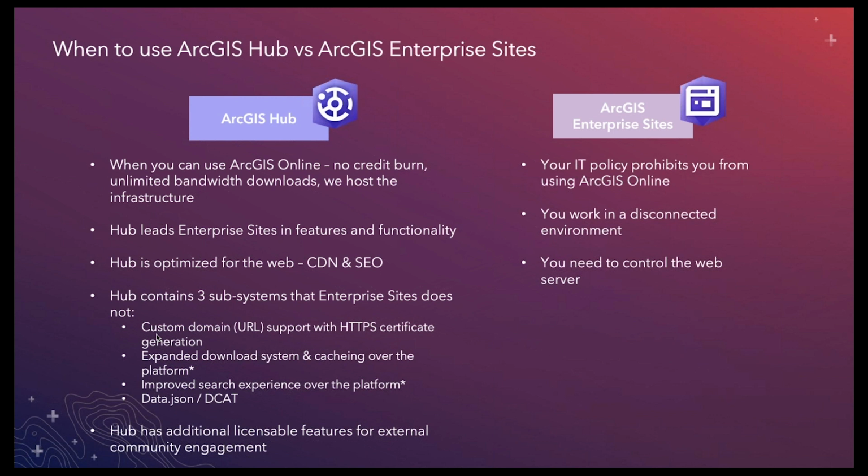There are also 3 different subsystems that enterprise sites does not support: custom domains with HTTPS certificate generation, the expanded download system and caching over the platform, as well as an improved search experience. We have 2 different APIs that we manage ourselves that provide additional functionality, and that's not accessible from enterprise. There are also additional licensable features for external community engagement. So if you ever wanted to do community engagement and invite people to events, you wouldn't be able to do that in enterprise sites.